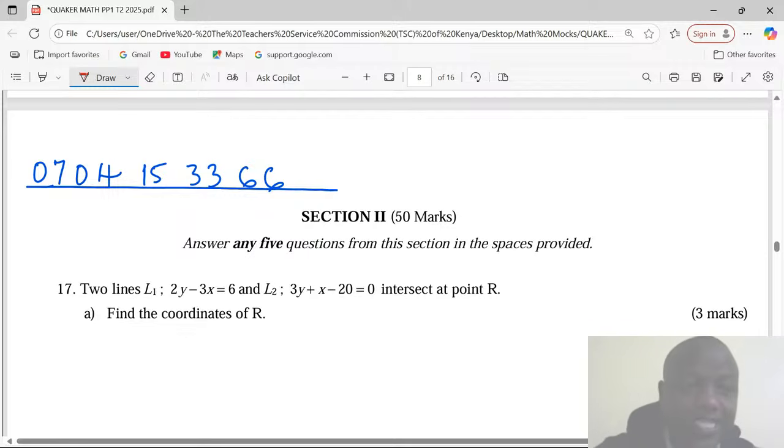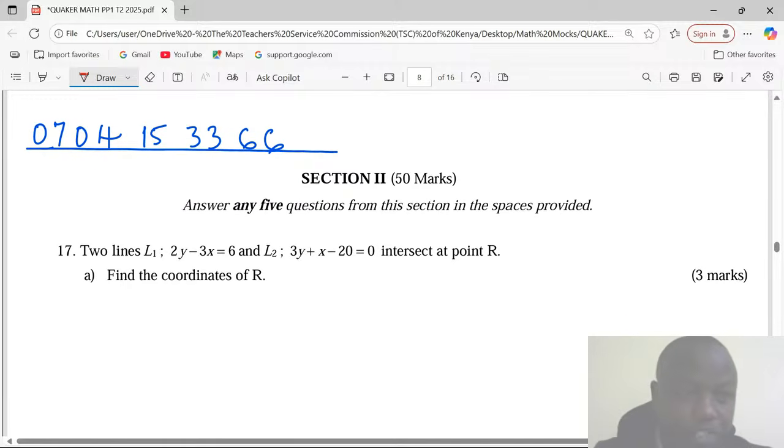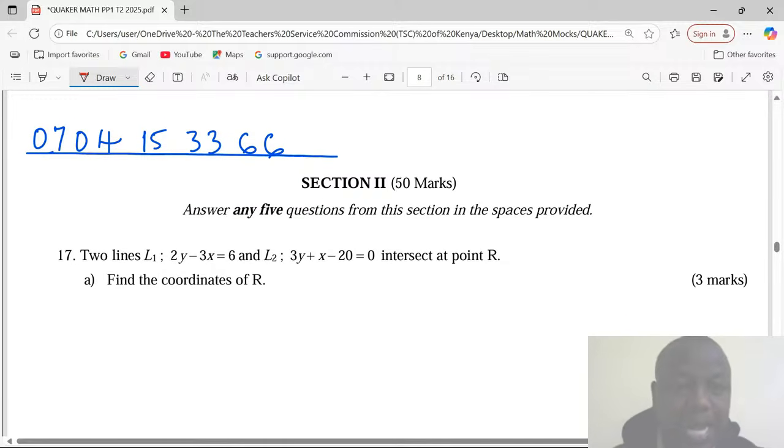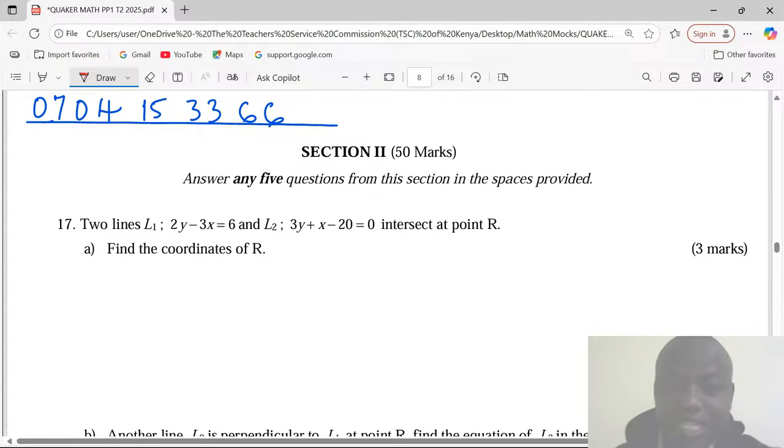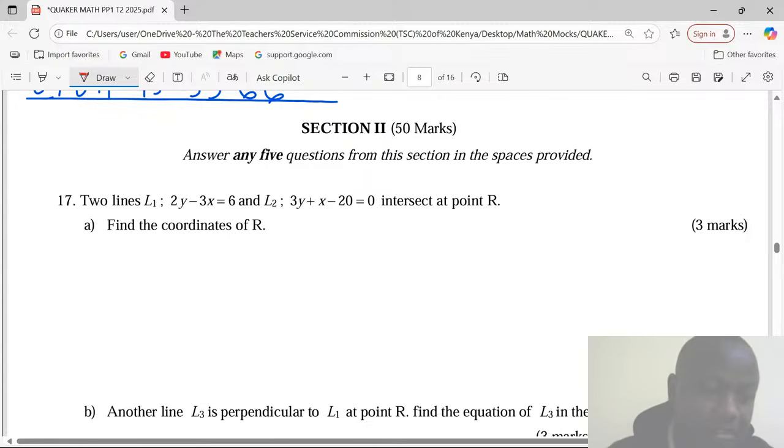So we can now get started with the first question, which is a Form 2 question. 2 lines, L1, 2y minus 3x equals 6, and L2, 3y plus x minus 20 equals 0, intersect at point R. Find the coordinates of R. So R is the point of intersection of the 2 lines whose equations have been provided. With that, we're supposed to solve and get the coordinates.